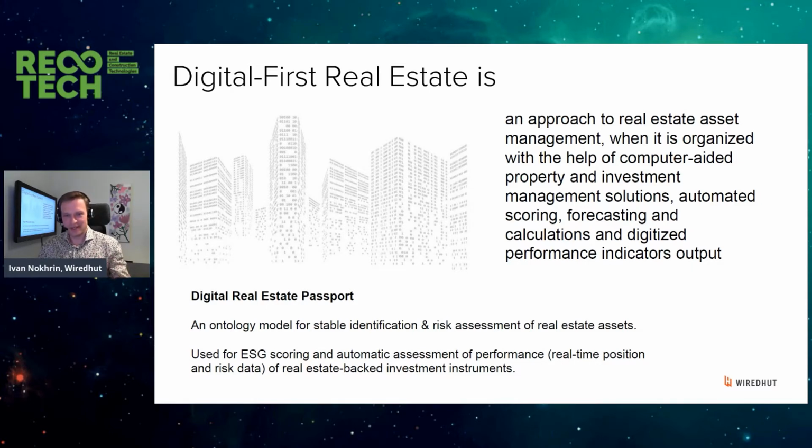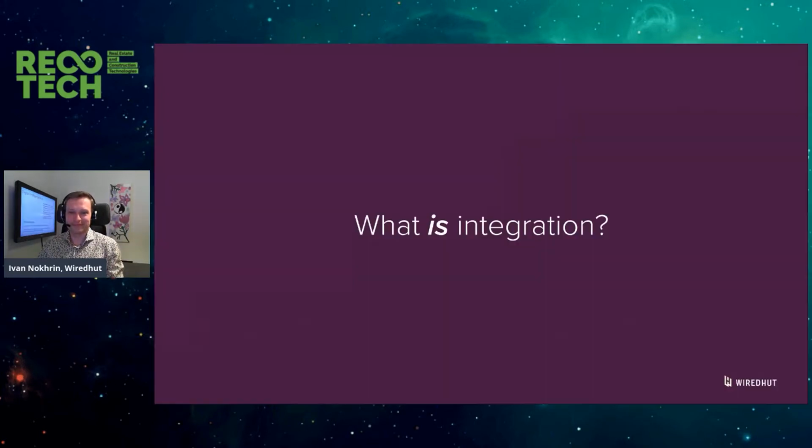Another definition, and then we'll go to the fun part. Digital real estate passport. It's an ontology model for stable identification and risk assessment of real estate assets. It can be used for ESG scoring and automatic assessment of performance, which means real-time position and risk data of real estate-backed investment instruments. I hate to read the slides, so I promise not to do that anymore.